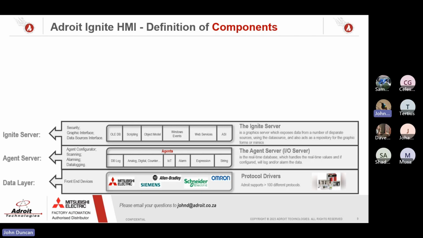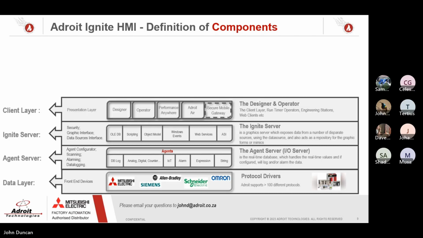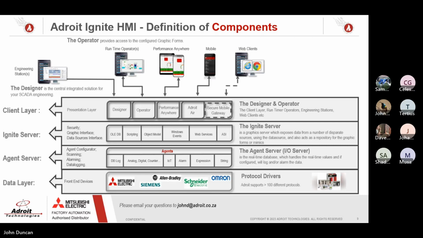The engine below that is the Ignite server or the Smart UI server, which then exposes the graphics to the sources in the agent server. And then we have our client layer on top of that, which is then our designer, and obviously the operator station, where you can view from various modes, be it a runtime operator or a mobile device or even a web client. And that is basically what the Adroit Ignite consists of. Very briefly, very quick overview, but we'll get into more details later on in the presentation.